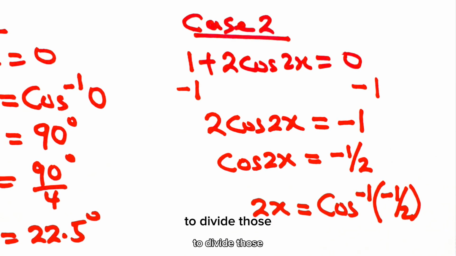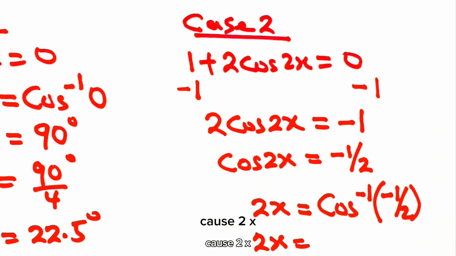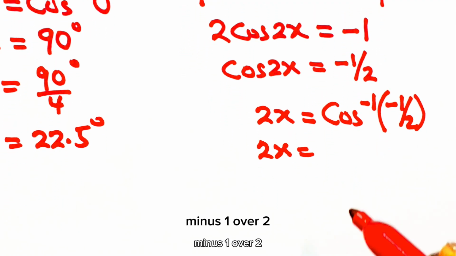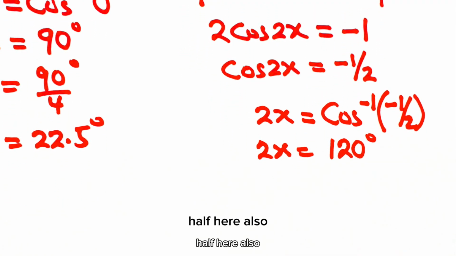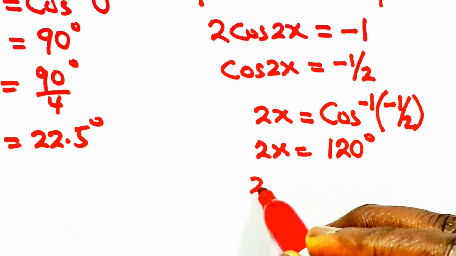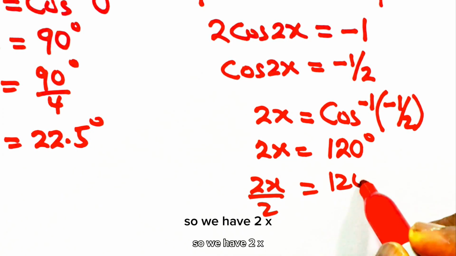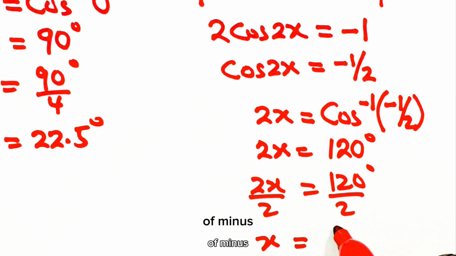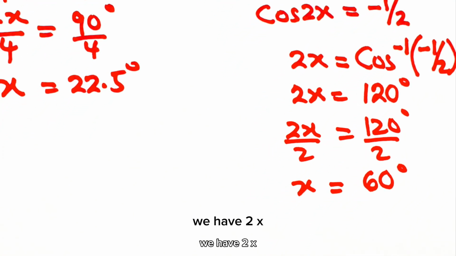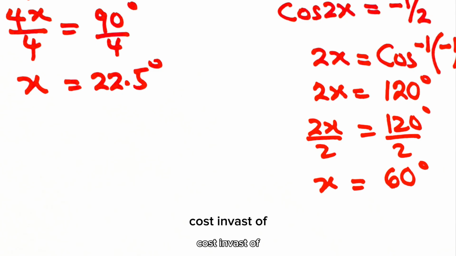And if we do that, the cos inverse of minus 1 over 2 is going to give us 120 degrees. But we need x. We have to divide both sides by 2. Divide this by 2, we're going to have x equal 60 degrees. So if we look at this, that means that in the solution, we have x equal 22.5 degrees in one case, and in another case, we have x equal 60 degrees. But that is not the end of the solution.